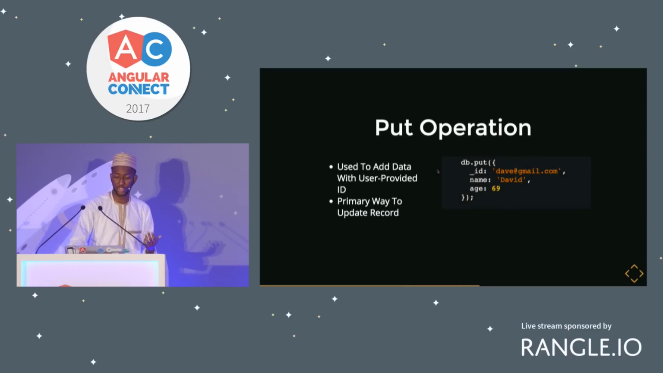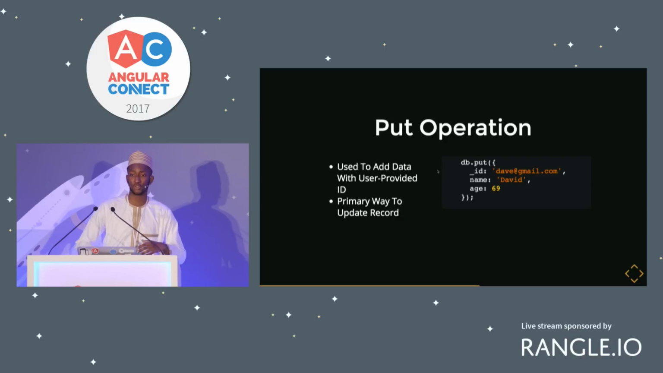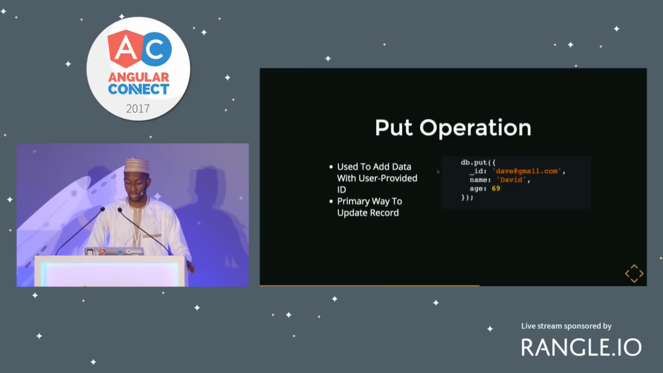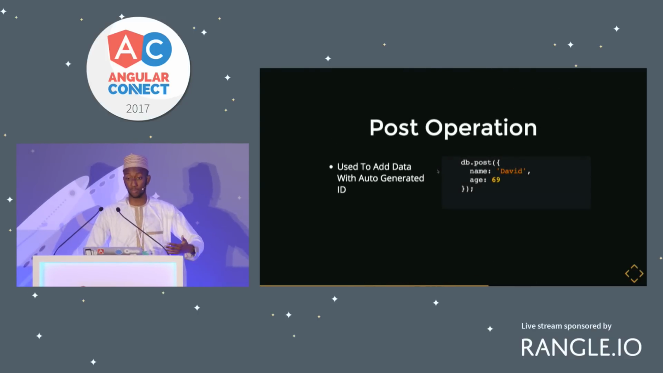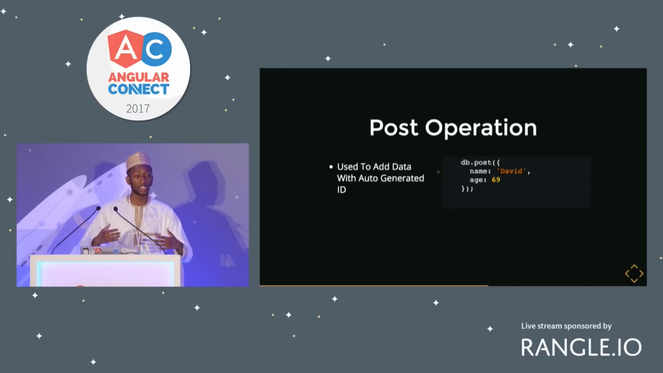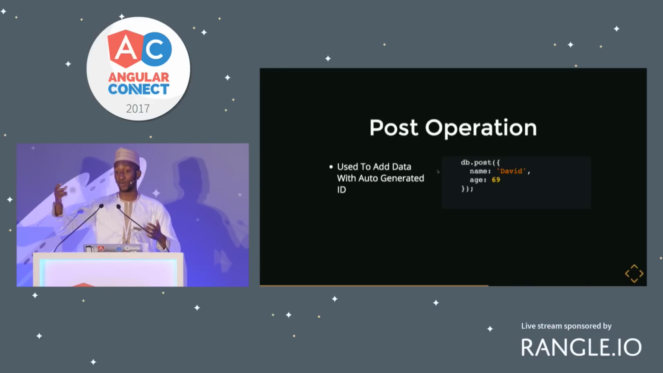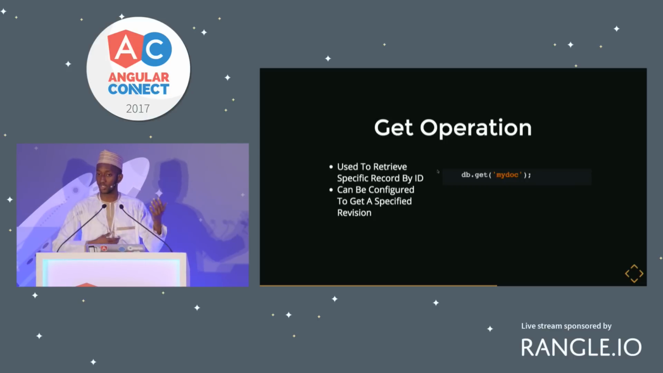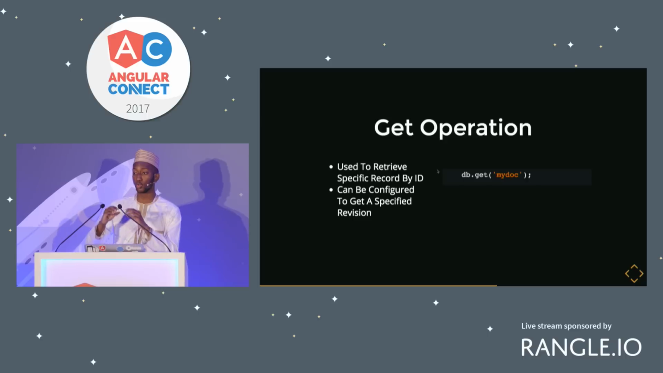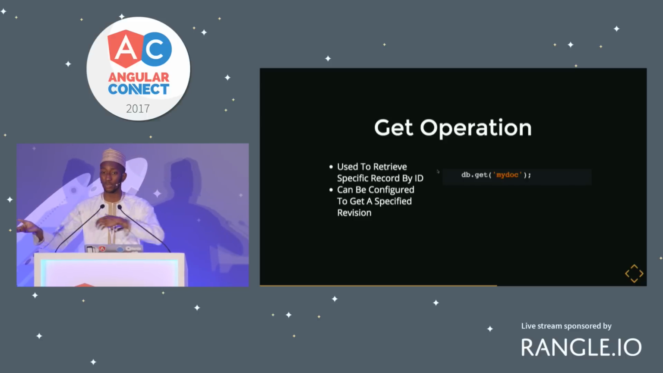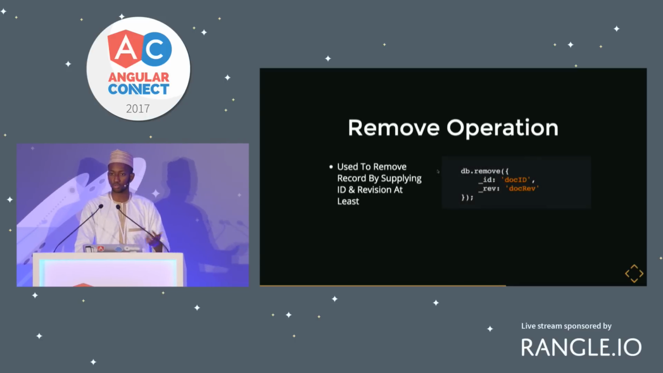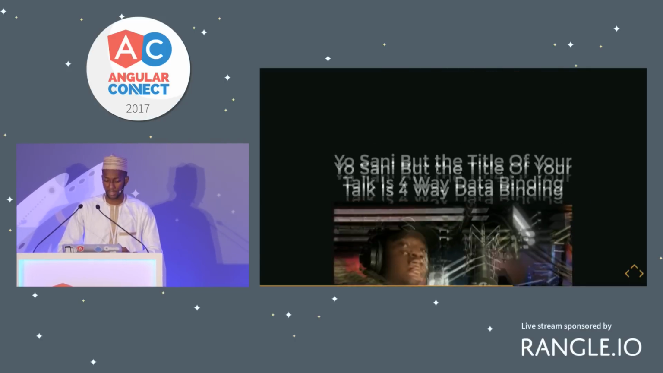It allows you to do a lot of CRUD operations. You can do a put operation, which allows you to send data with your own user-generated ID. This is really good when you're migrating from one platform to another, and that's also how you update data with the put. Then you also have the post operation, which allows you to post data, but it automatically generates the ID for you, so you don't have to worry about that. Then you have a get operation, which lets you retrieve data, and you can also retrieve a specific revision. If you don't want the latest, you can pass that revision ID and get it. And you have, of course, remove, which allows you to remove something out of the database.